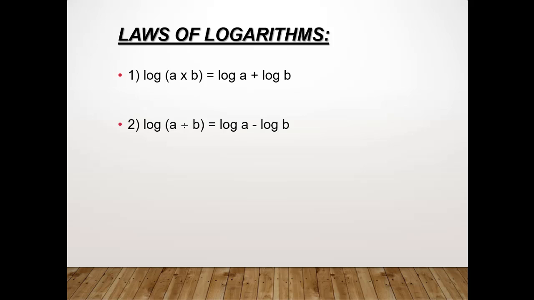The second law states that whenever we are given two values that are dividing with each other and we have to find the log of those values, first of all we do the same thing: we find the log of both the values individually, and number two, we put the negative sign or the minus sign between them due to this division sign. This is the second law.